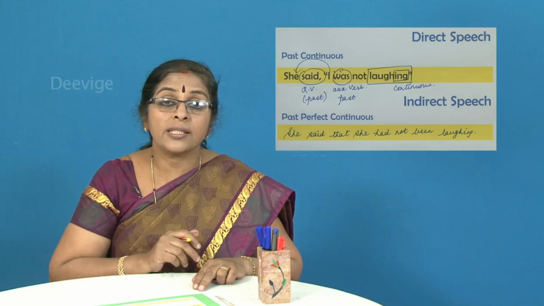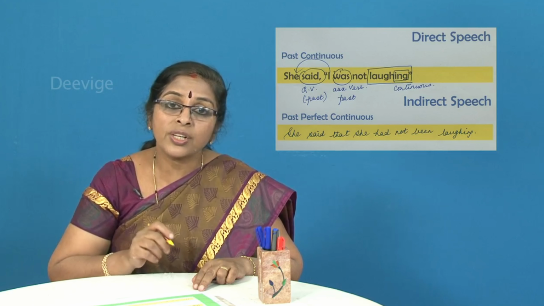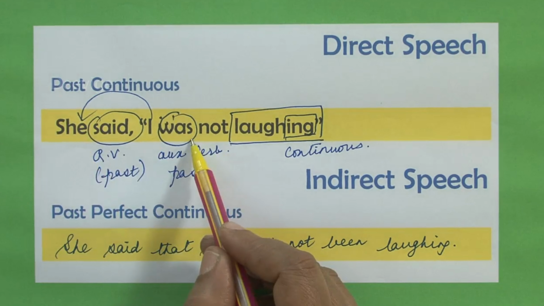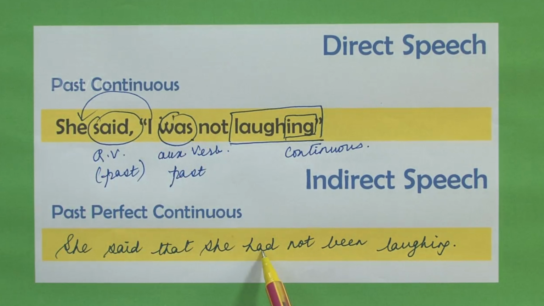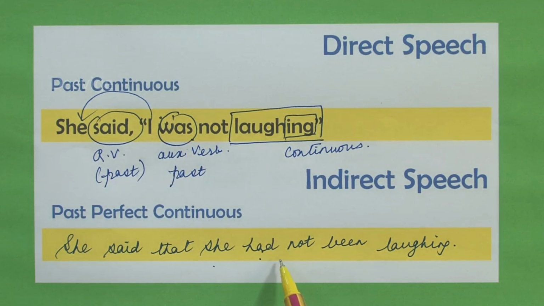Now, there are two changes that we have made while we have changed from direct to indirect. Which are the two changes that we have made? I has been changed to she. Was, which is already in the past tense, must change to had, which is past perfect. So, the two changes are I changing to she and was changing to had, because was is past tense, and if the sentence is already in the past tense, it has to change to past perfect. So, I have used the word had here.